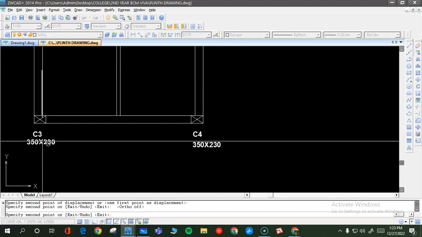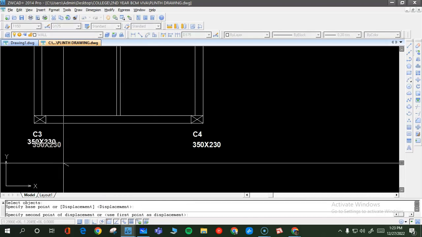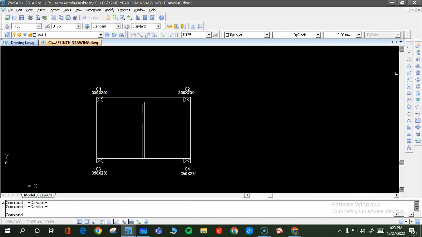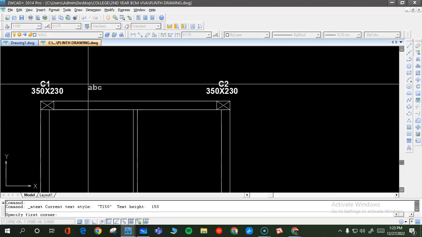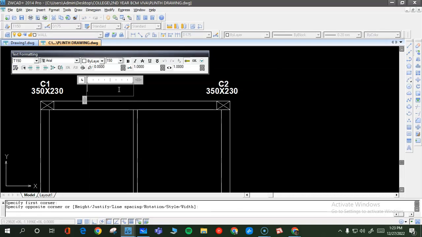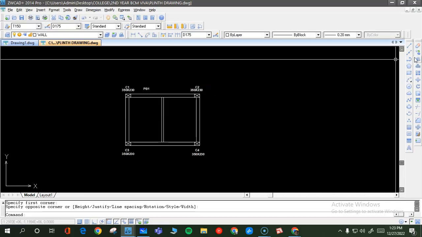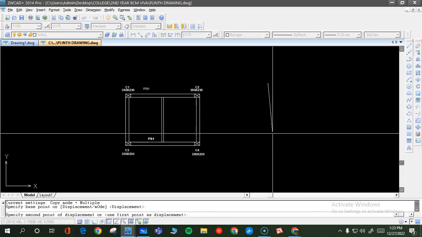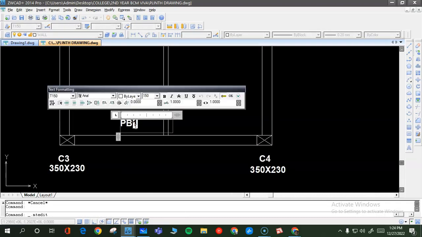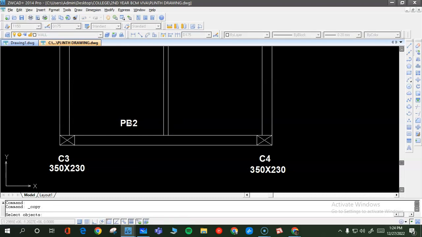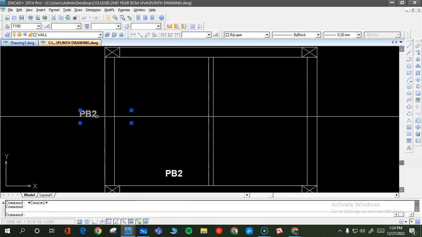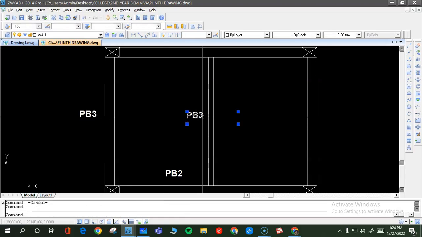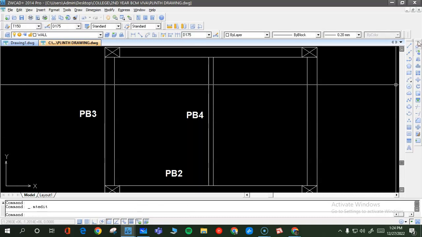Now, as we had done in our submission, you should also try to give names for these beams. So what you would do is show or give the names of these beams. You can call this PB1 because it's a plinth beam. Then you can call this PB2. Then you can call this PB3. Then this will be PB4. There will be a beam in the center also, and this will be PB5.